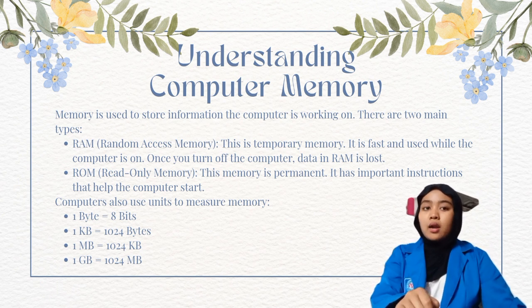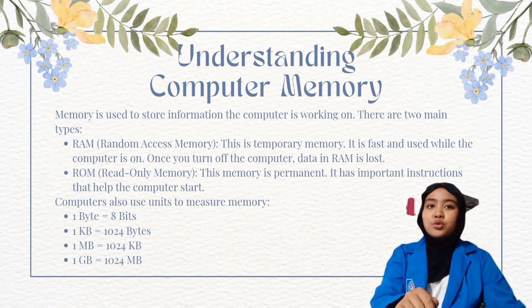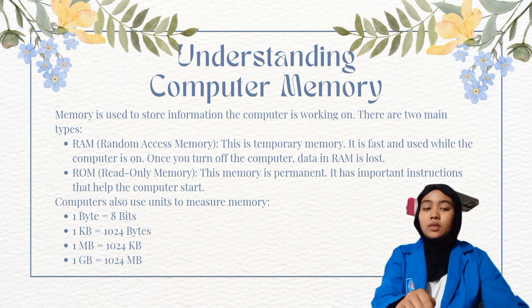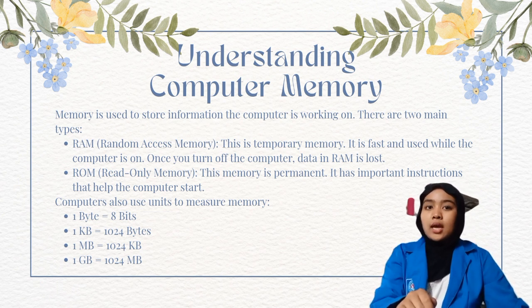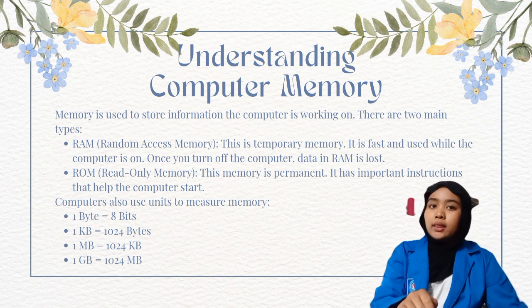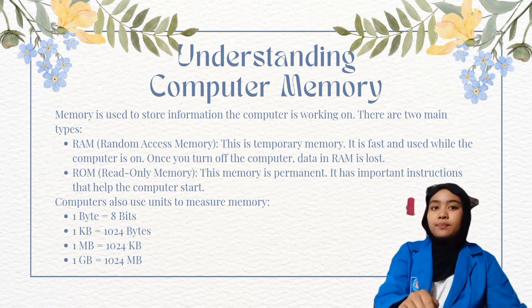1. RAM, random access memory. This is temporary memory. It is fast and used while the computer is on. Once you turn off the computer, data in RAM is lost. 2. ROM, read-only memory. This memory is permanent. It has important instructions that help the computer start. Computers also use units to measure memory: 1 byte is 8 bits, 1 kilobyte is 1024 bytes, 1 megabyte is 1024 kilobytes, 1 gigabyte is 1024 megabytes.